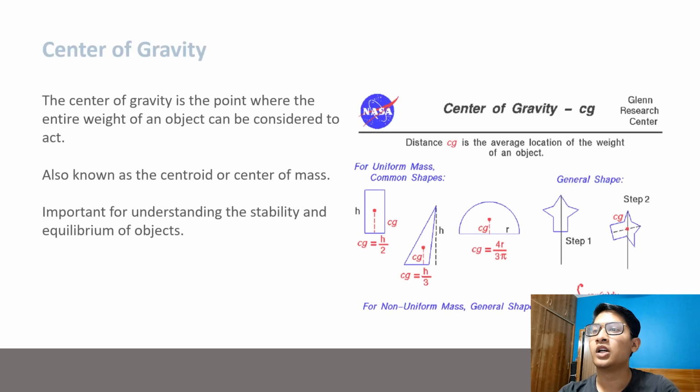Moving ahead, center of gravity. The center of gravity is the point where the entire weight of an object can be considered to act, also known as the centroid or center of mass. Important for understanding the stability and equilibrium of an object. As you can see on the right side, here are the center of gravity and the formula for center of gravity for some shapes.